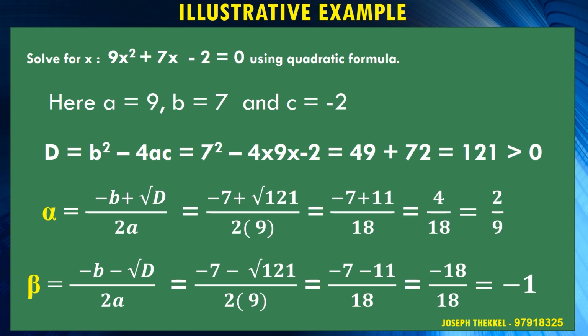Alpha equals (minus b plus square root of D) divided by 2a equals (minus 7 plus root of 121) divided by 2 into 9 equals (minus 7 plus 11) by 18 equals 4 by 18 equals 2 by 9. Beta equals (minus b minus root D) divided by 2a equals (minus 7 minus root of 121) divided by 2 into 9 equals (minus 7 minus 11) divided by 18 equals minus 18 by 18 equals minus 1.